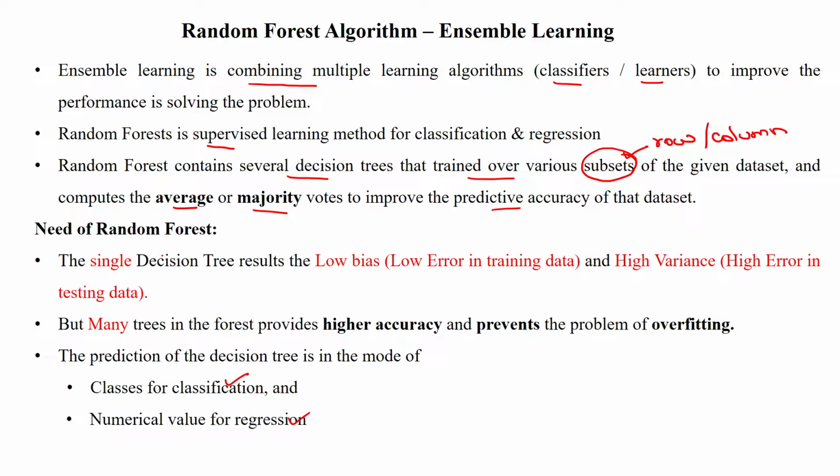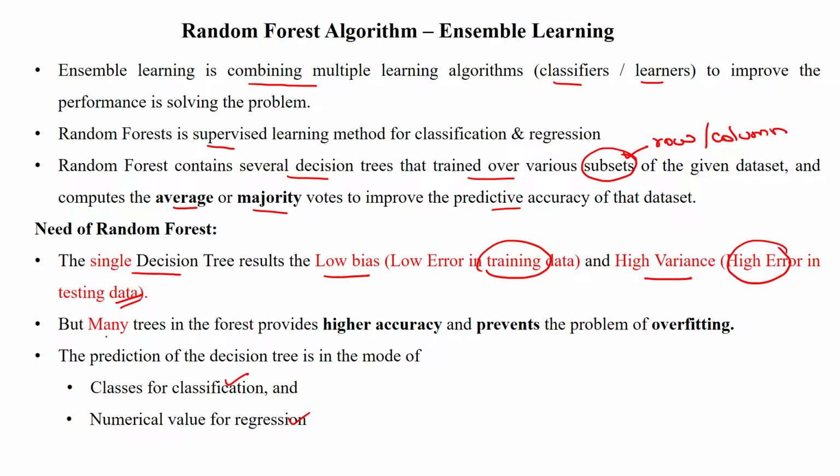Why do we need the random forest algorithm? As we have seen in the previous session, the bagging technique uses multiple models. When you use a single decision tree, there is the possibility of getting low bias and high variance. That means you get low error during the training phase, but high error during the testing phase when you are evaluating the model.